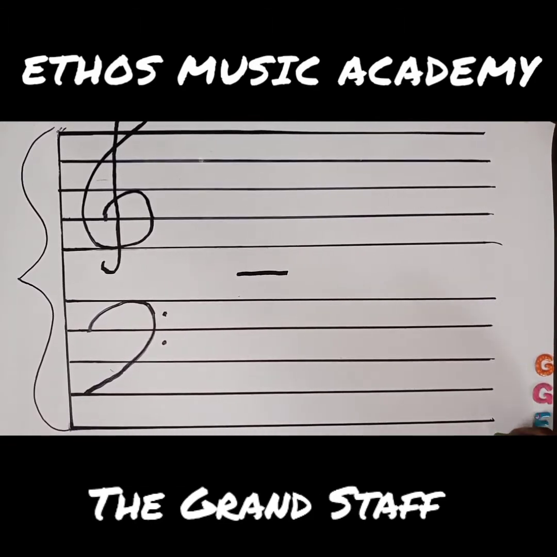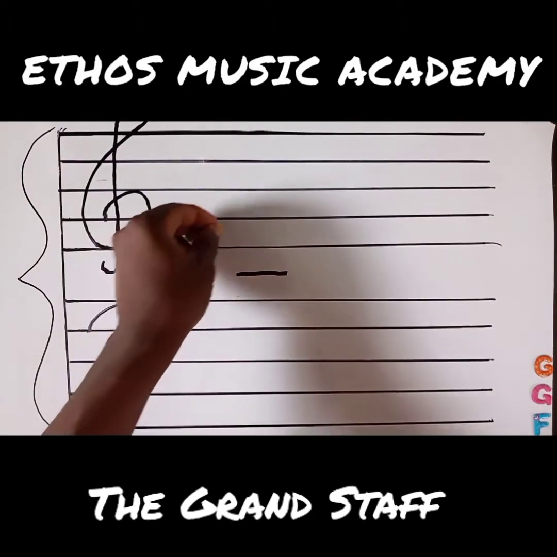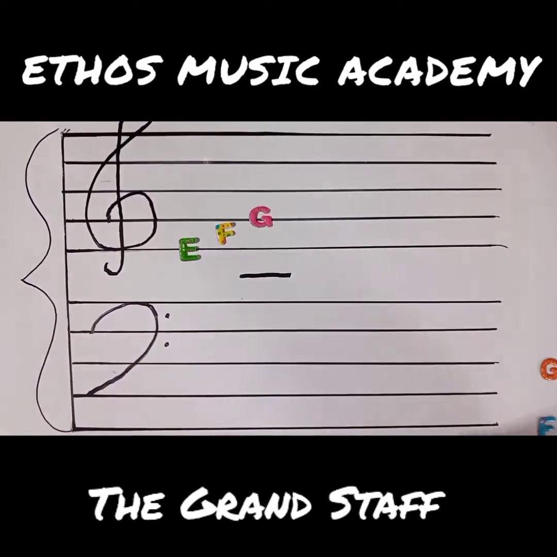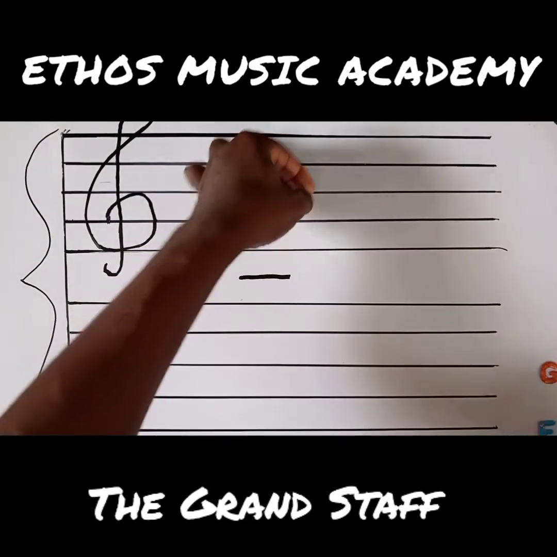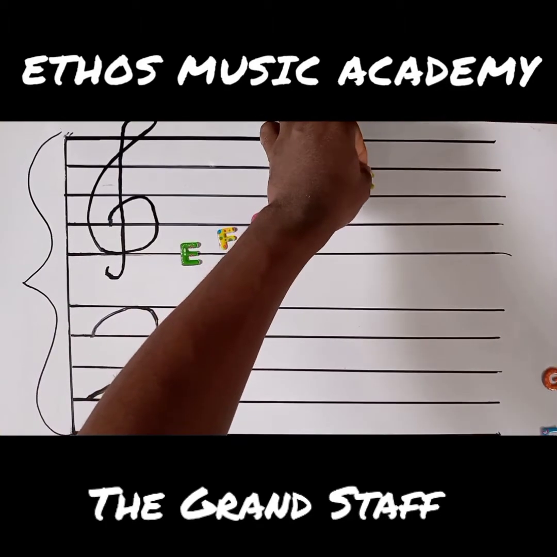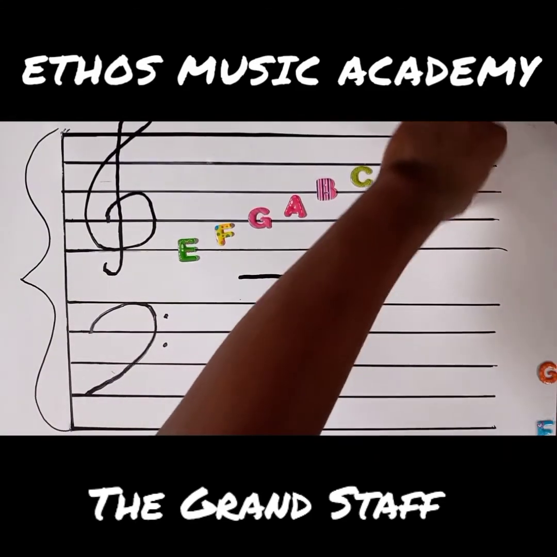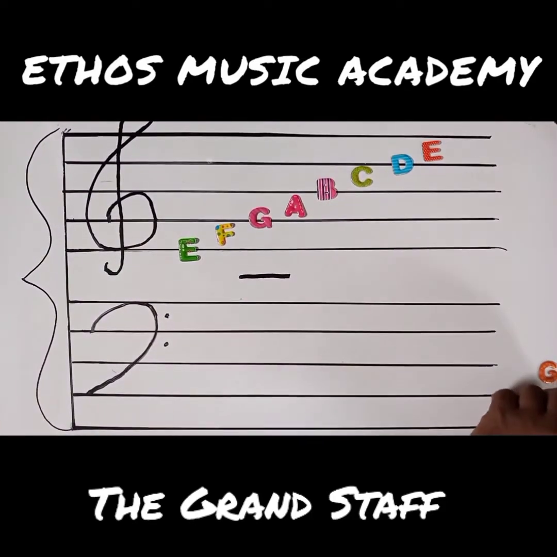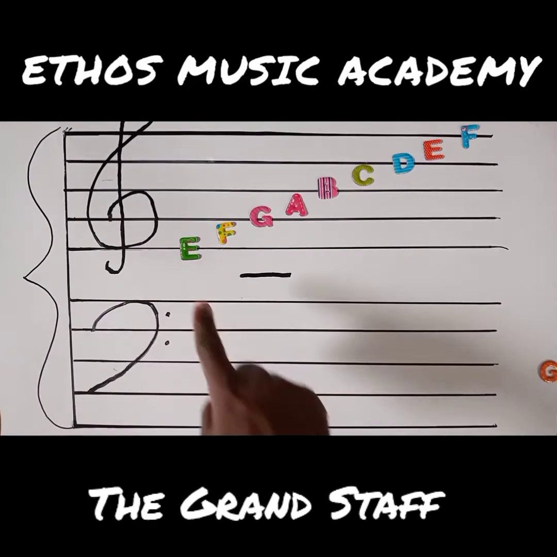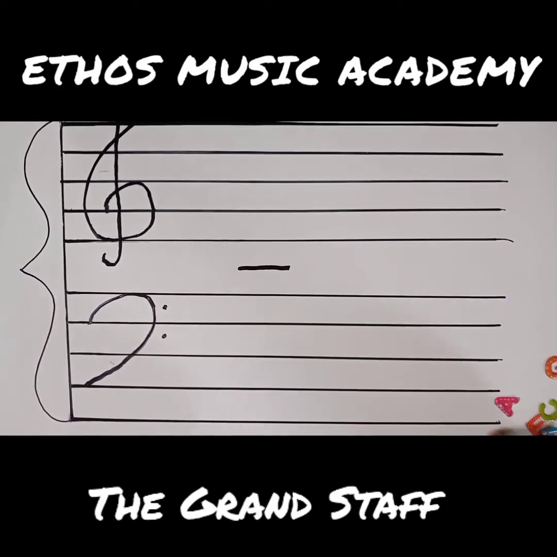So our first line is E, and our first space here is F, and our second line is G, and our second space is A, and then our third line B, and then our third space C, our fourth line D, our fourth space is E, and then the fifth line is F. Now, notice how I continued with A after E, F, G, and then A went on.